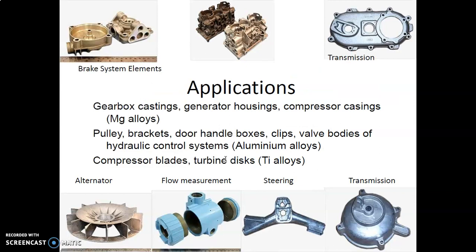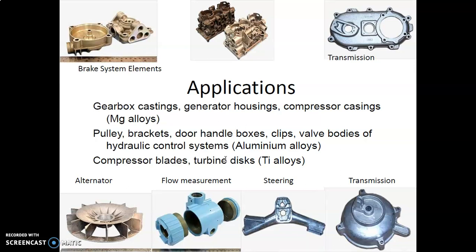So application, you can see there are lots of components. Each and every industry is using the casting process. Like in automobile, you can see brake system elements that were made by the casting process. Transmission system. Okay, here you can see engine component, alternator, flow measurement instrument, steering system, transmission device. So these are all the components which were made by casting.